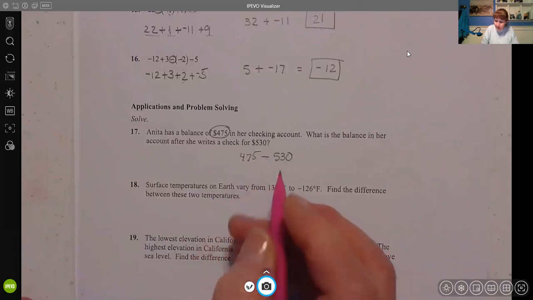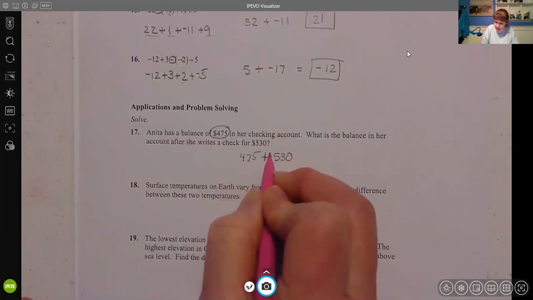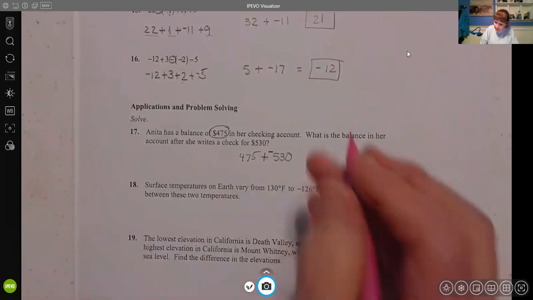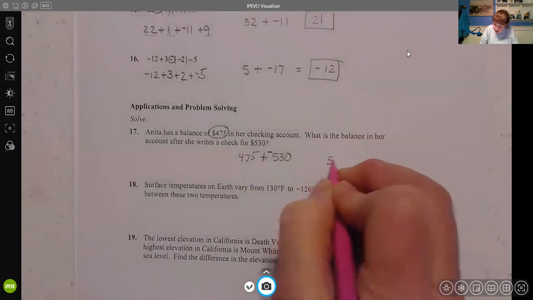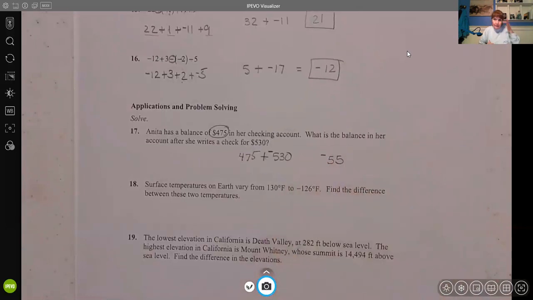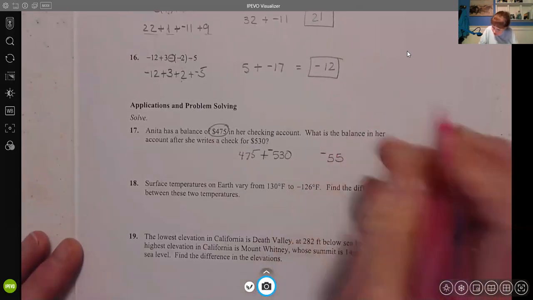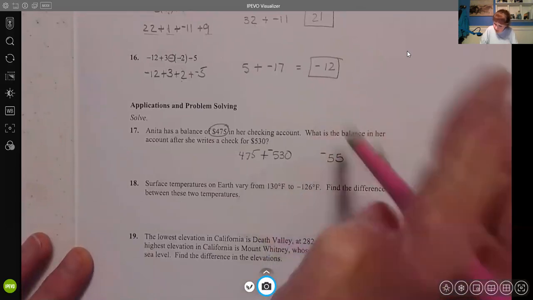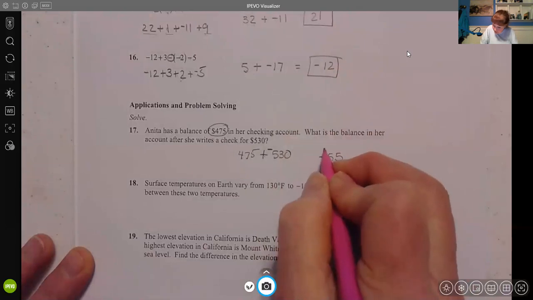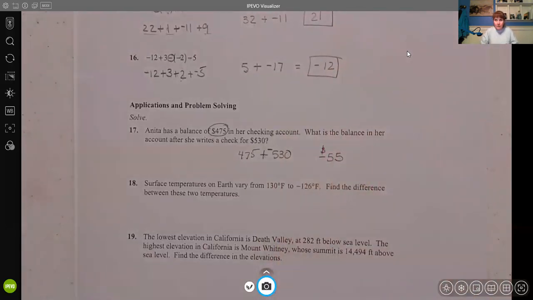Well, like we've done above, we can change this to plus and then change that to the opposite. So what happens is that Anita has an overdraft of $55. And Pearson may want you to put in the negative 55. I should have a dollar symbol in there somewhere. So here, let me put the negative here so I can put a label on it. A negative $55. So she has an overdraft of $55.